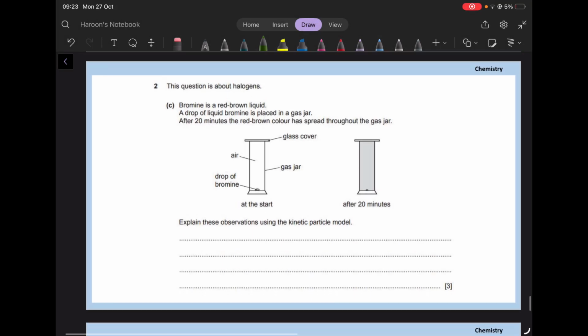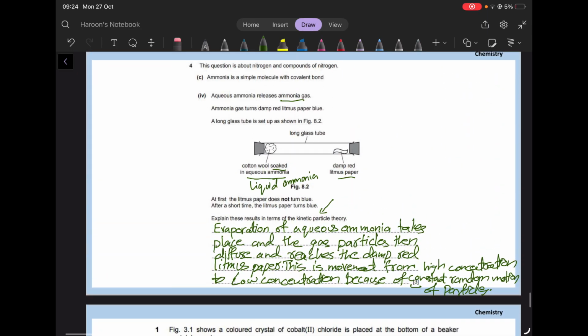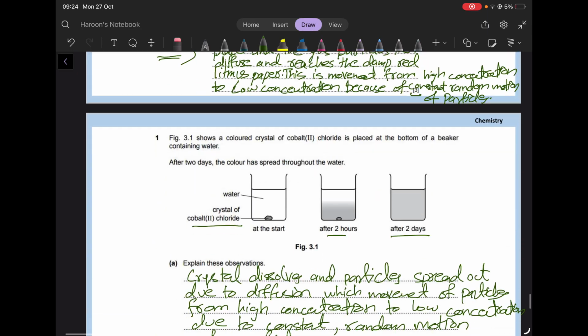Okay, next up, the question is about halogens. We have been given this, and they are saying bromine is a red brown liquid. A drop of liquid bromine is placed in the gas jar. After 20 minutes, the red brown color has spread throughout the gas jar. Now first of all, we need to explain diffusion. So same concept over here, and you can see a drop of bromine. So it has to evaporate first. So you need to explain evaporation, just like the first example. You just need to copy this answer over there, basically.